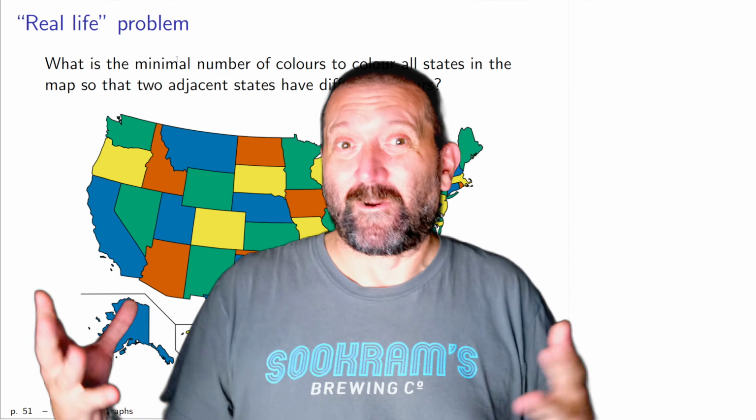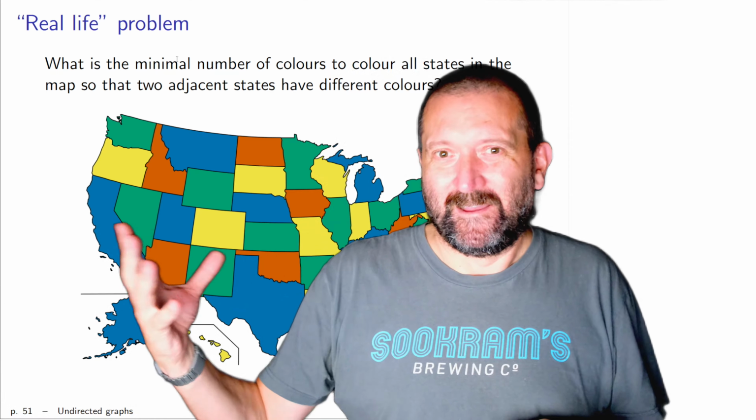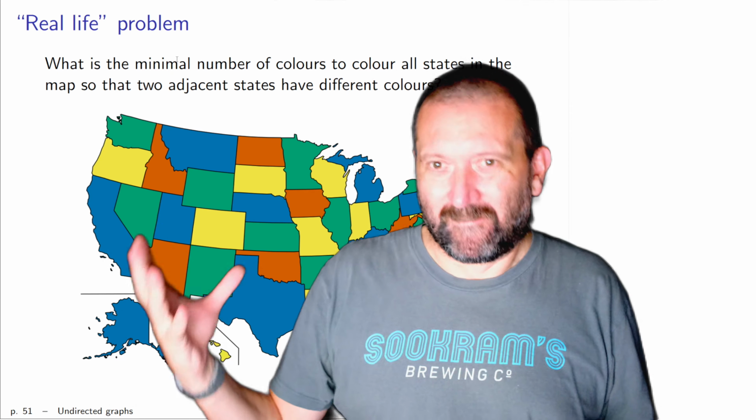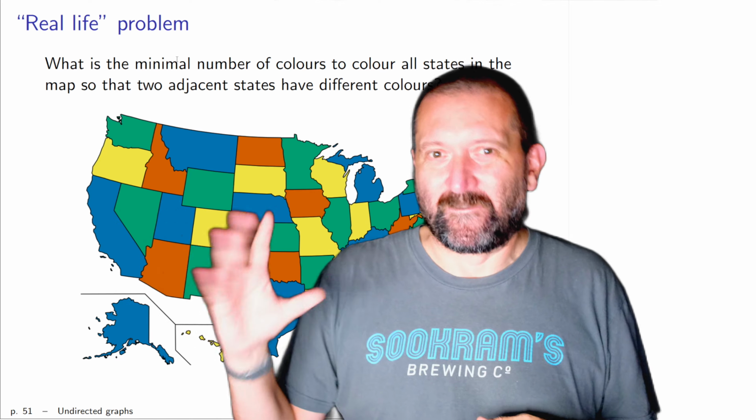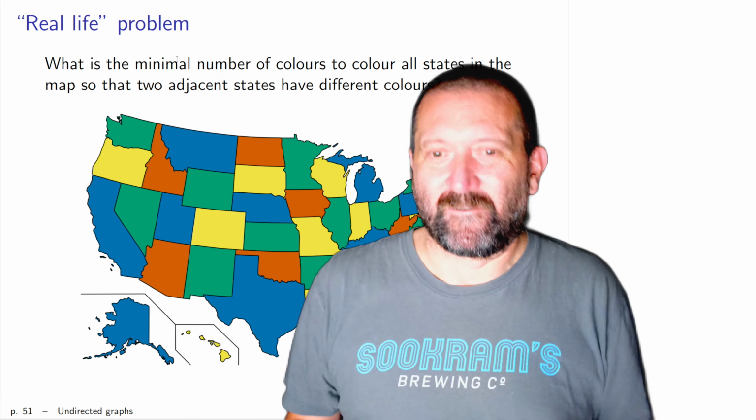So this is called the four-color theorem, and it tells you that any map, any planar graph, has a chromatic number that's less than or equal to 4. So the maximum number of colors you need is 4.